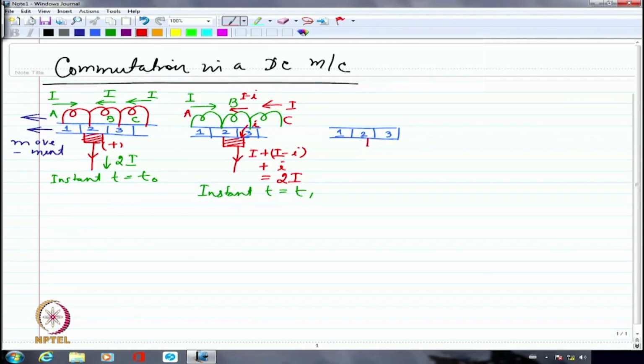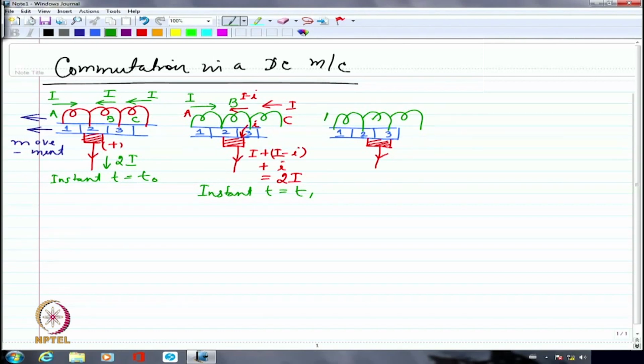Okay? And then the current is still flowing out of this brush because it is a positive brush. That will not change. Now let me draw the coils as well. If I say that this is coil A, this is B, and this is going to be C, these are the three coils.